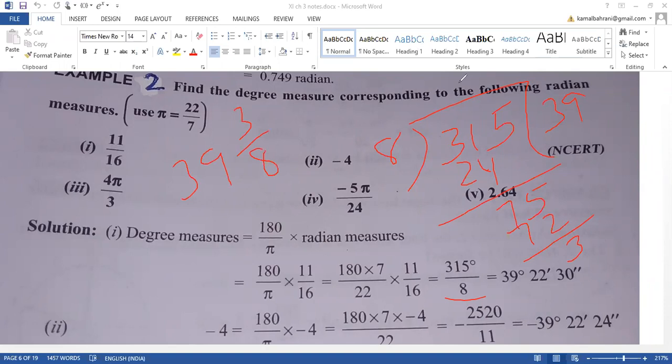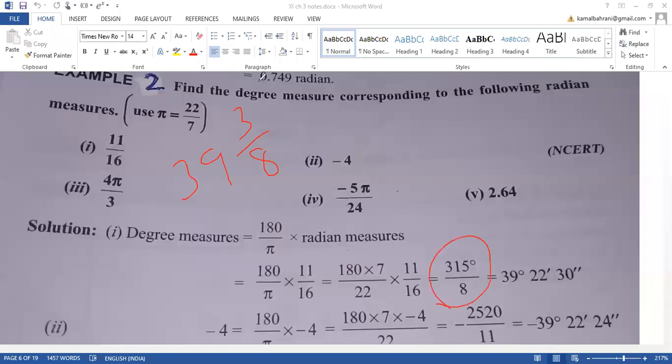Now, wait a minute. I will erase this. Now I will not do division again and again. You should know the division process. Clear? Now just see what we have got. This 315 by 8 can be written this way, 39 and 3 by 8. So we can write this as 39 degree plus 3 by 8 degree.